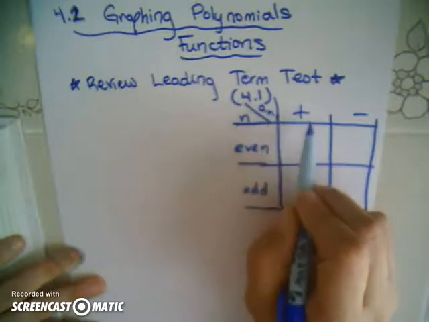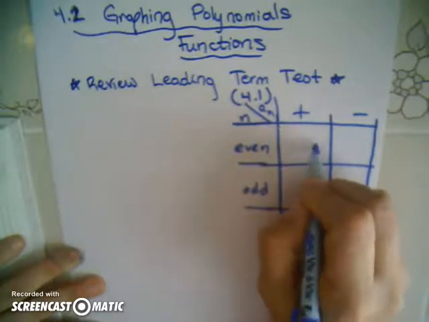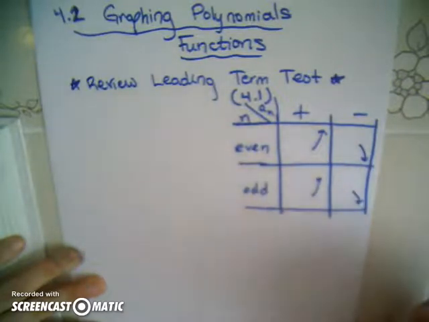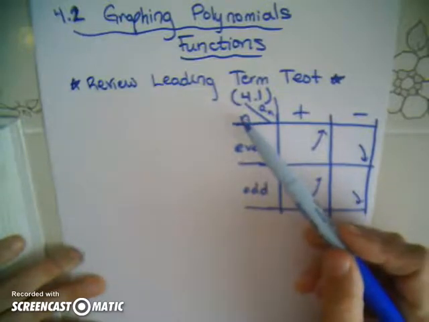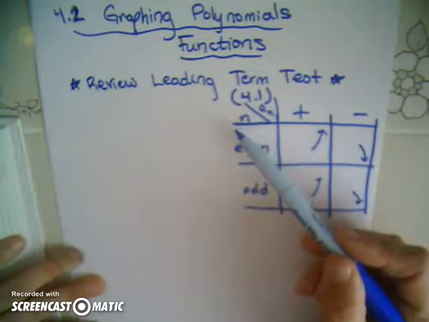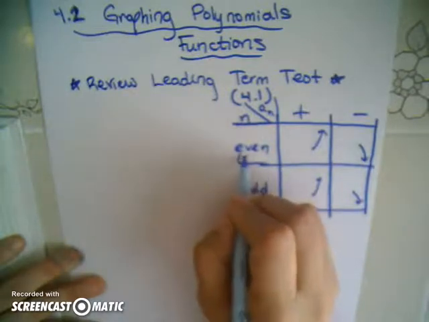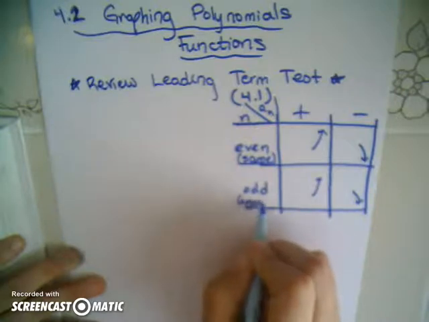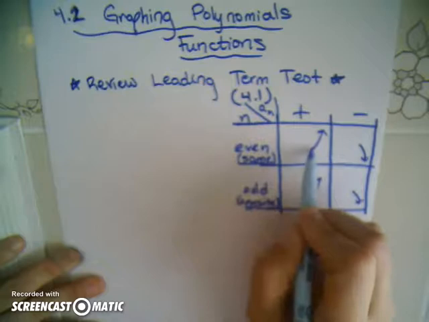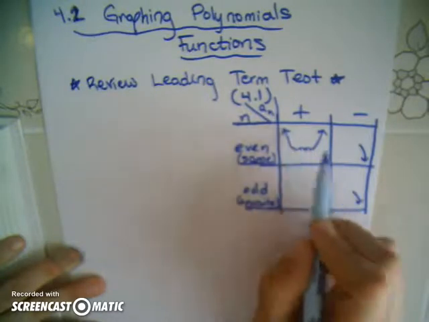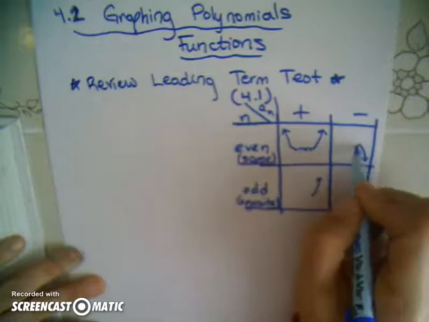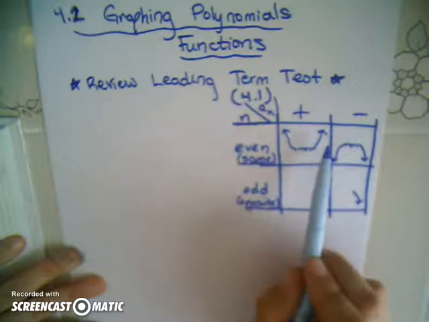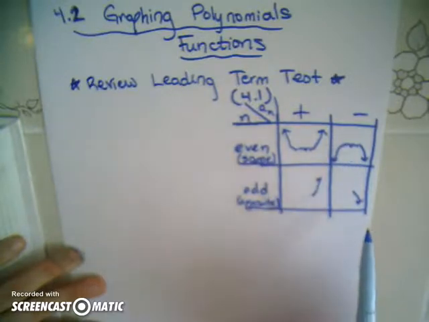The coefficient a sub n tells us what the right-hand side is doing. So if it's positive, the right-hand side's going up. If it's negative, the right-hand side's going down. And then the degree of our polynomial tells us if the left-hand side is doing the same as the right, or if it's doing the opposite of the right. So if the degree is even, we've got a bunch of stuff in the middle, but then the left-hand side does the exact same thing. So positive and even both go up. Negative and even both go down.